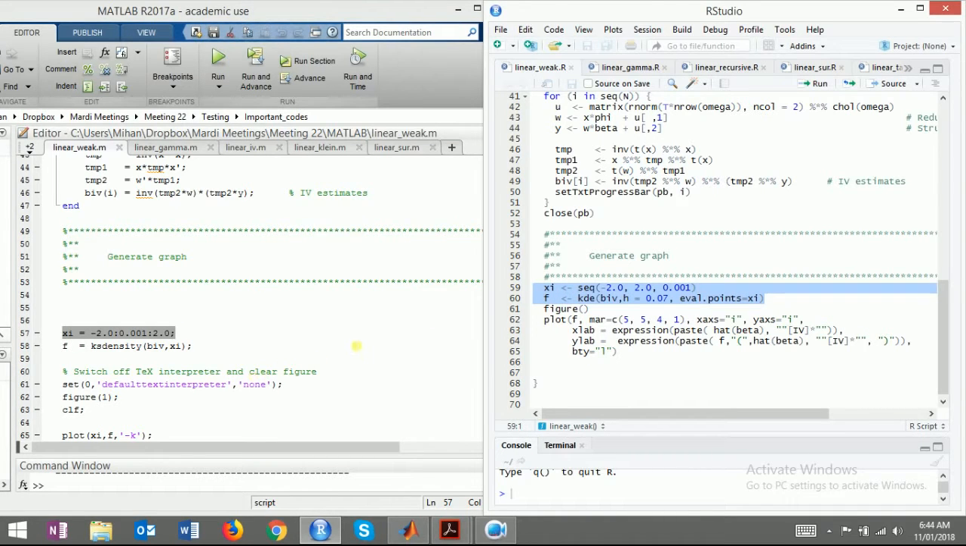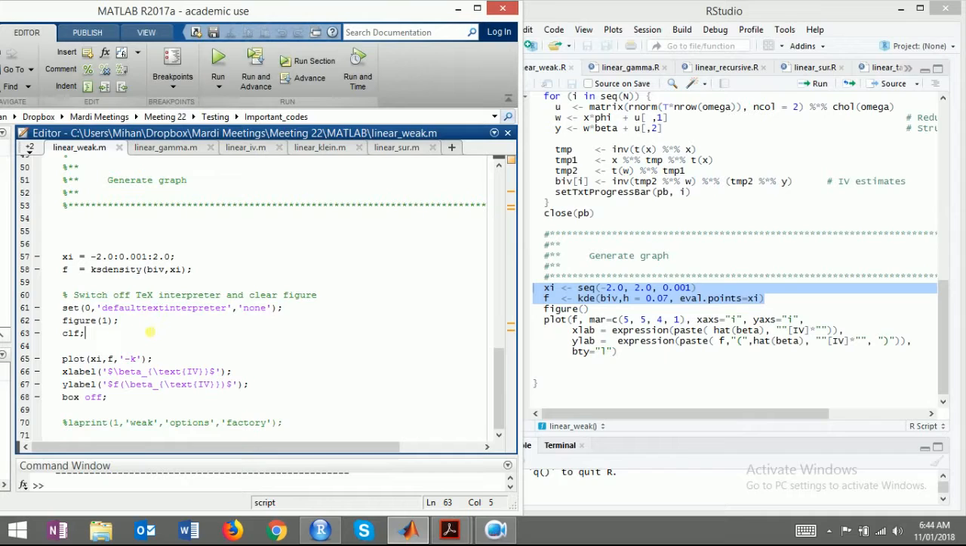And then, this is a default command, nothing specific here. Generally it switches off the text interpreter, the latex interpreter, and clears the figure. So just clearing the figure, then plotting xi and f.